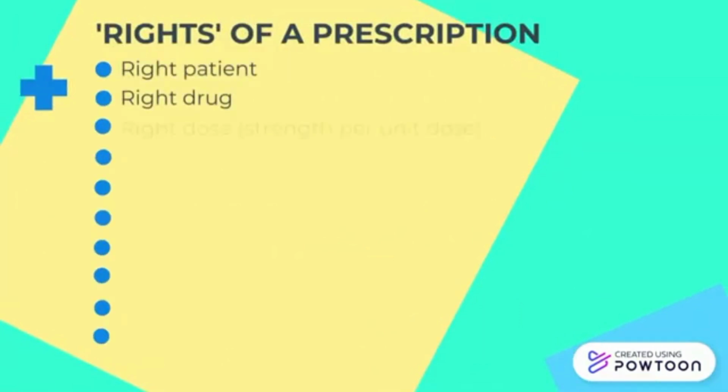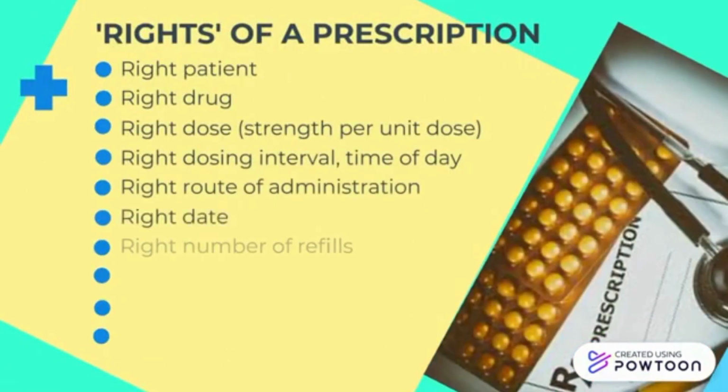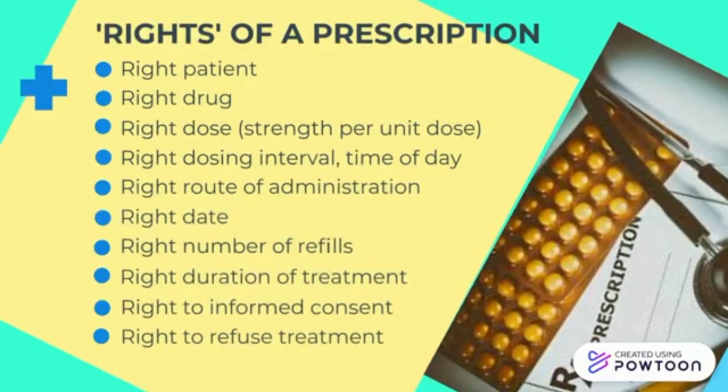So, what are the rights of a prescription? It must be delivered to the right patient with the right drug, right dose, precisely the strength per unit dose, right dosing interval, time of day, right route of administration, right date, right number of refills, right duration of treatment, and right to informed consent and right to refuse treatment.